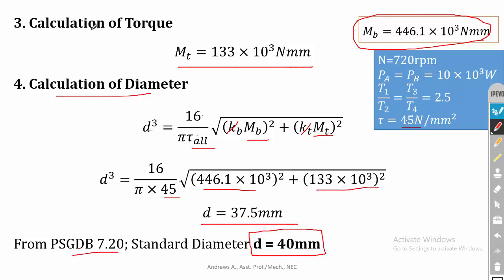Then the third step is calculation of torque. Take the maximum torque from step 1. In this case, both the pulleys are transmitting the same amount of torque, so I have considered that. Then the last step is calculation of diameter. In the problem the tau value is given, so you can directly substitute that and find the diameter. So finally you have to calculate the standard diameter.